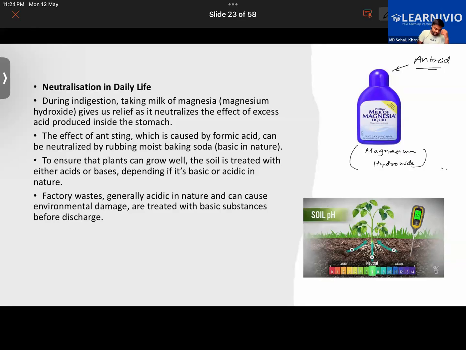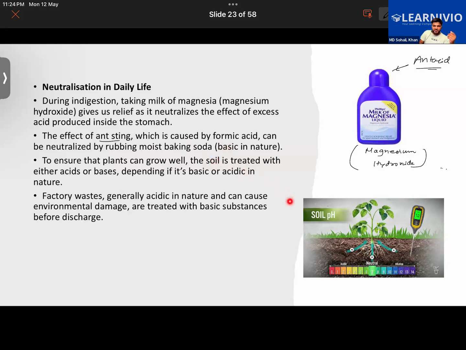Then a further example of a neutralization reaction is the treatment of ant stings, which are caused by formic acid. There again, when we rub moist baking soda over it, there's going to be a reaction between the acid and the base. So that is also a neutralization reaction.